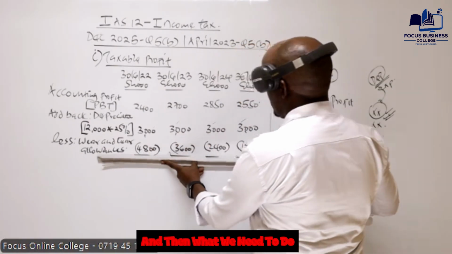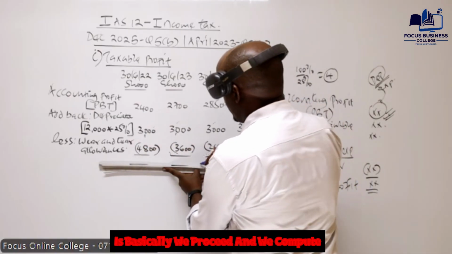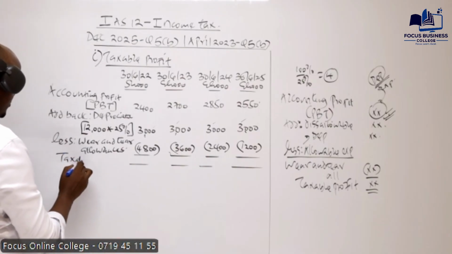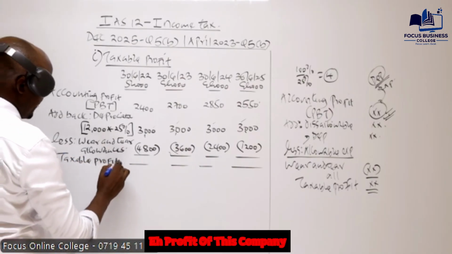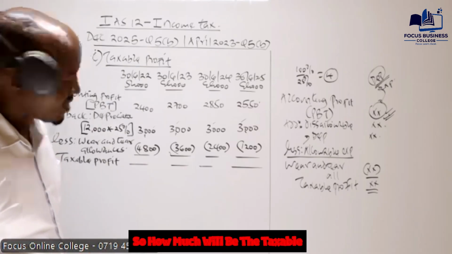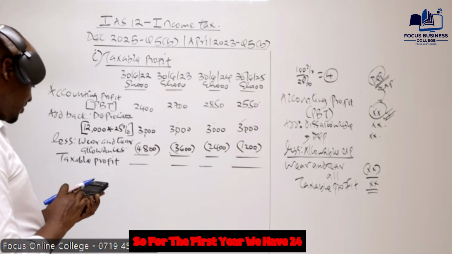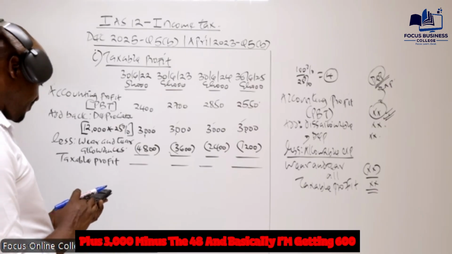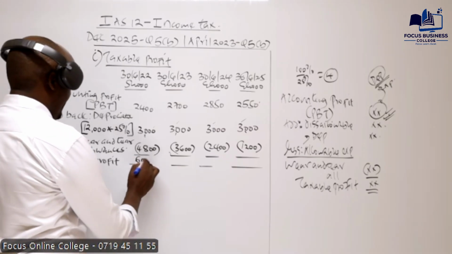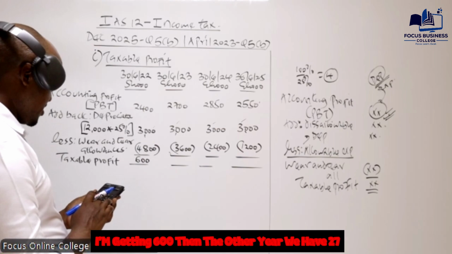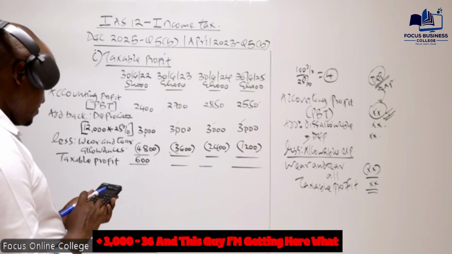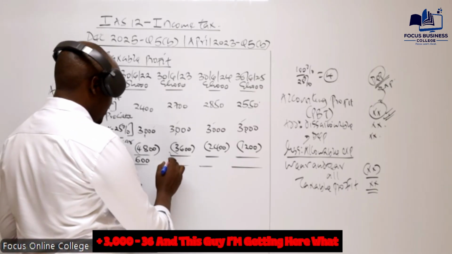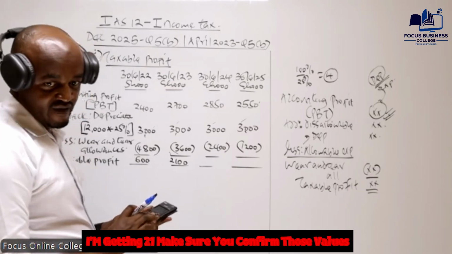And then we proceed and compute the taxable profit of this company. So how much will be the taxable profit for the first year? For the first year, we have 2,400 plus 3,000 minus 4,800, and I'm getting 600. Then for the other year, we have 2,700 plus 3,000 minus 3,600, and I'm getting 2,100.